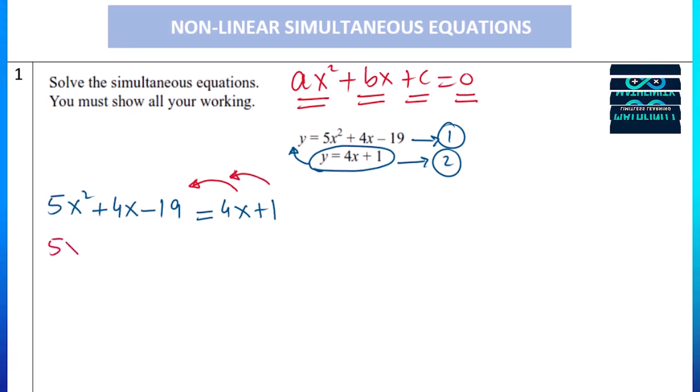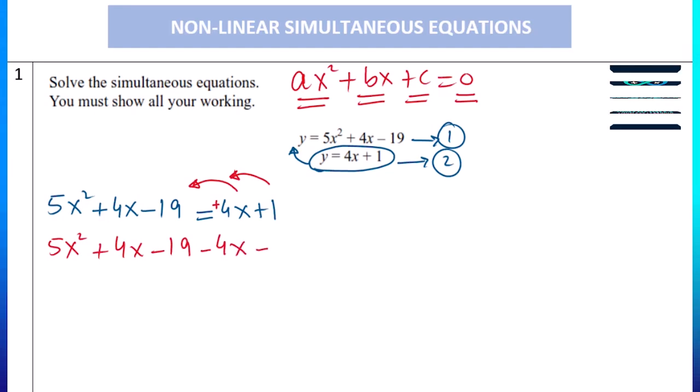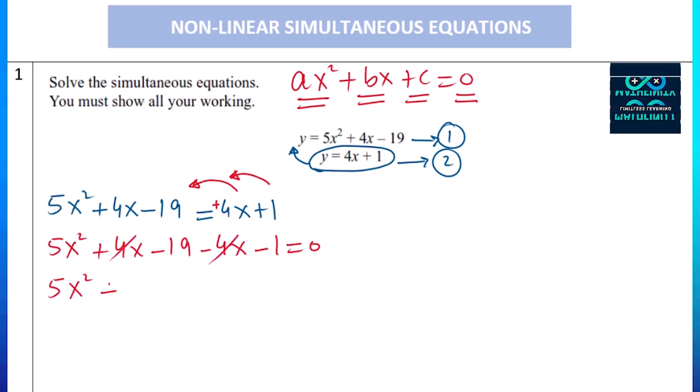Then we will write 5x square plus 4x minus 19 as it. Now, what is the sign with 4x? If there is no sign, there is positive. So when you will shift 4x, positive 4x, it will become negative 4x, and positive 1 will become negative 1 equal to 0. We will add or subtract the like terms. 5x square plus 4x and minus 4x, we can cancel them because one is positive, one is negative. And negative 19, negative 1, negative 20 equal to 0.